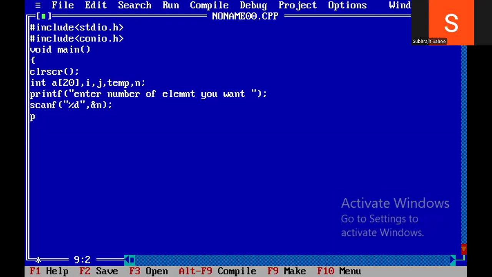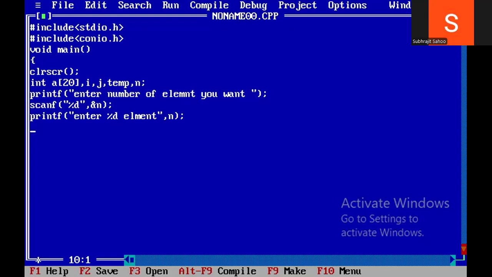Then once again printf, enter %d elements, comma n. It will display the n value, that particular number of elements it will display.